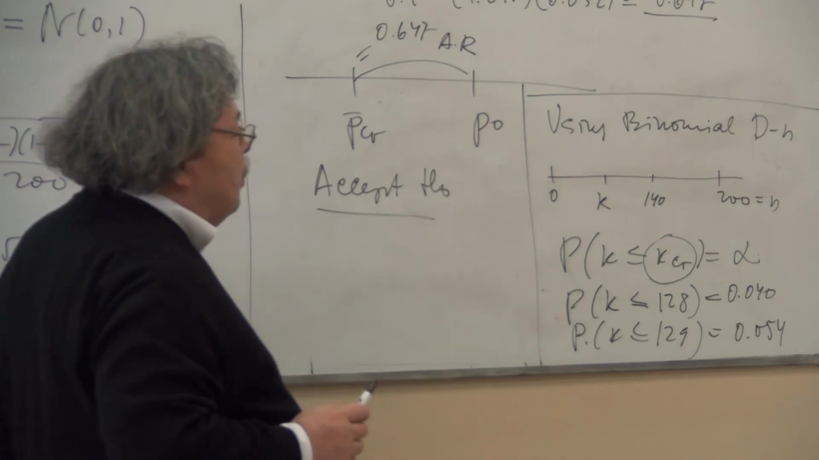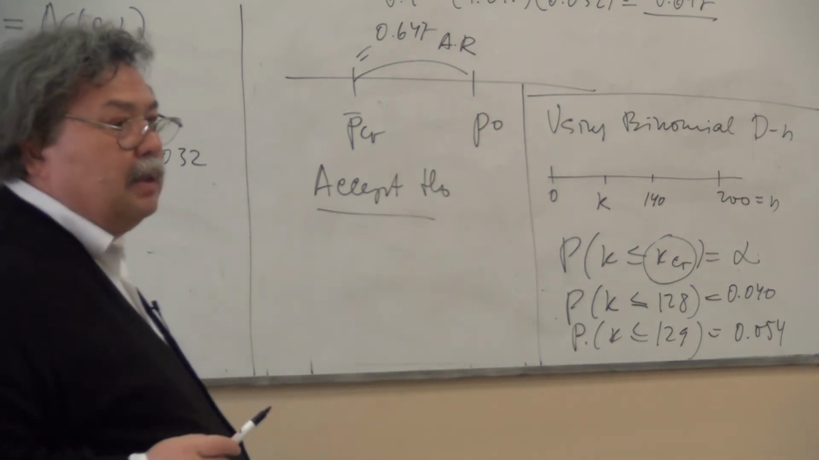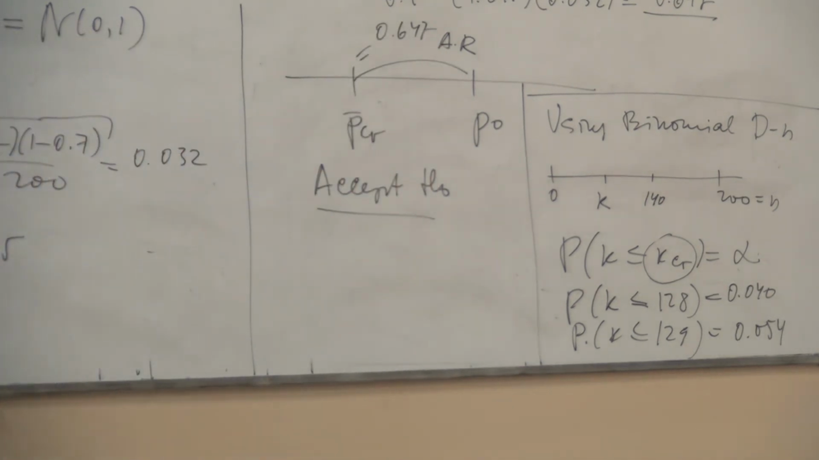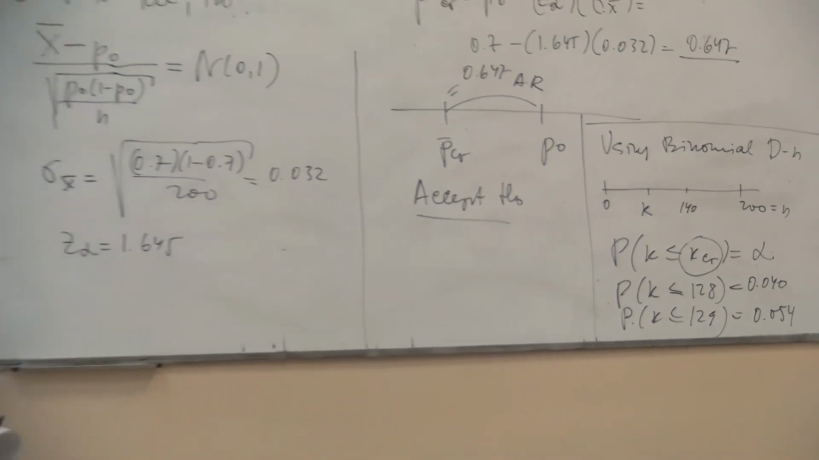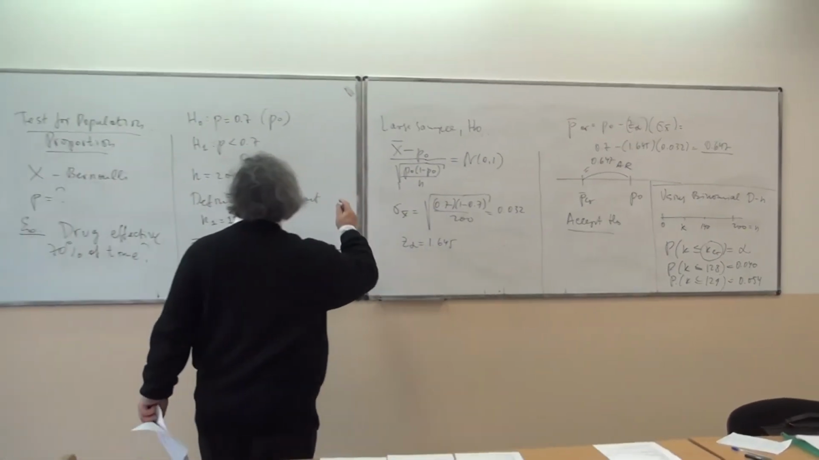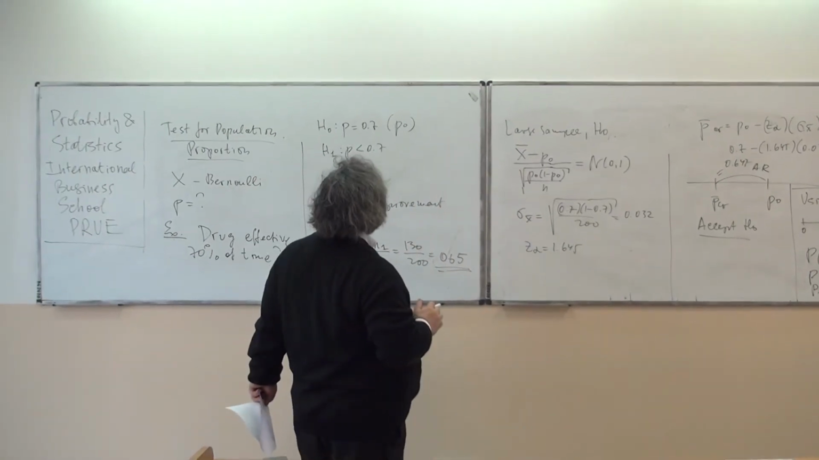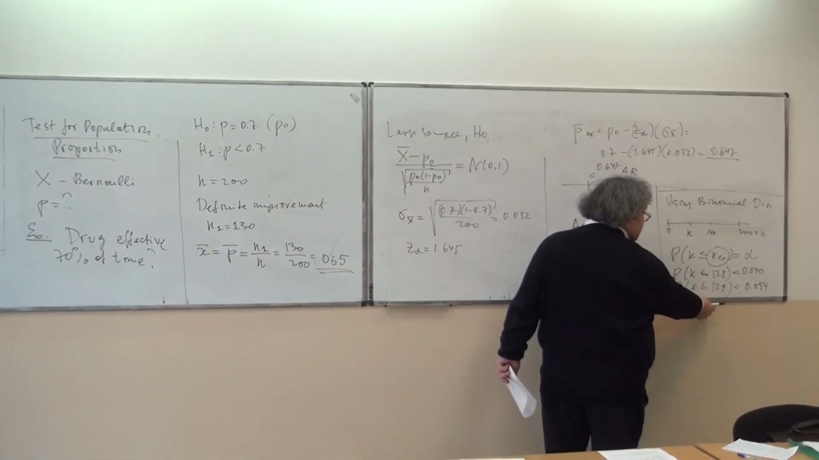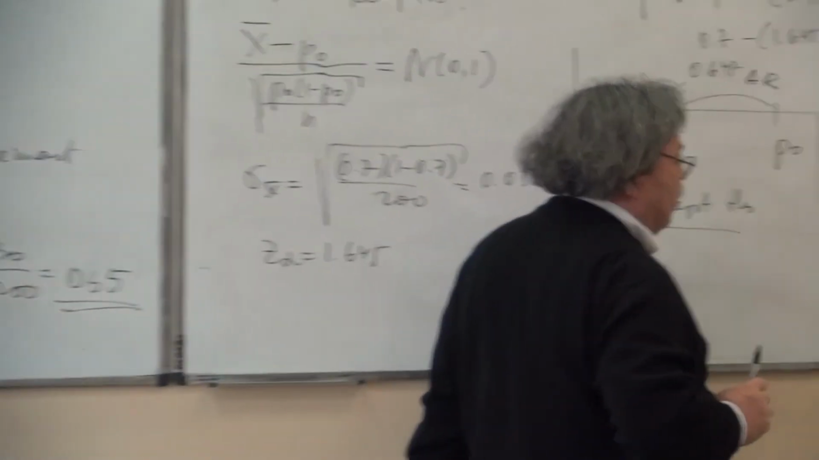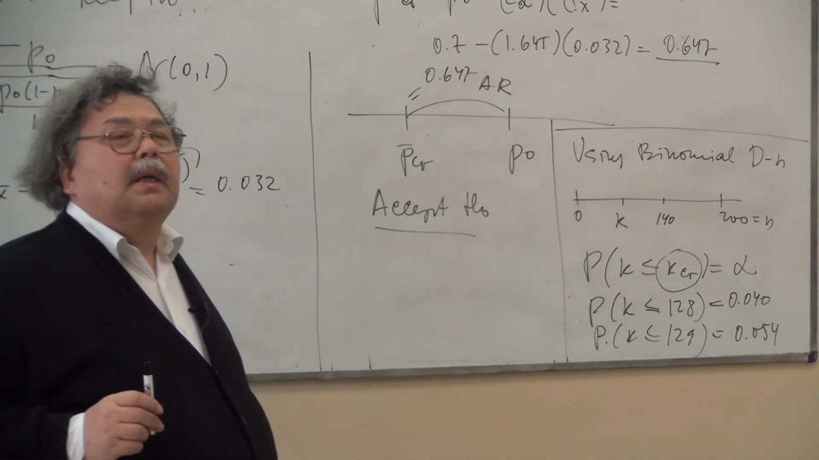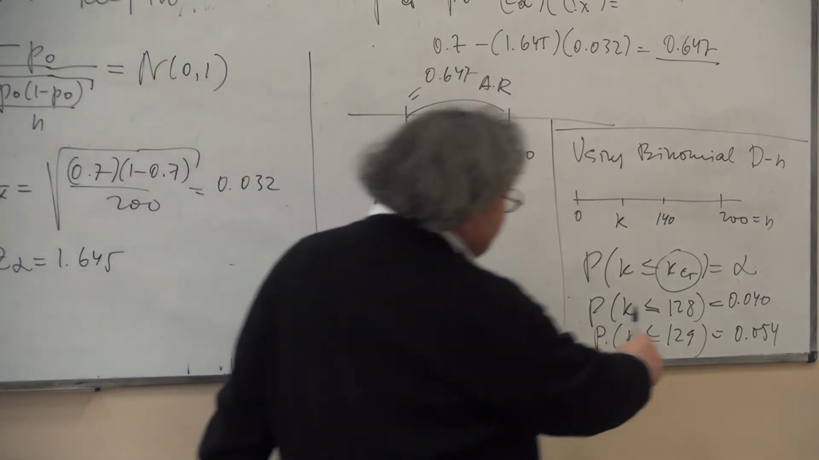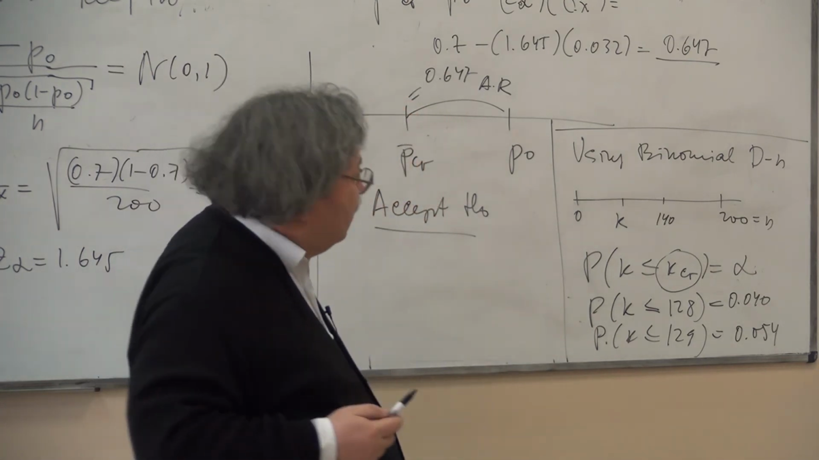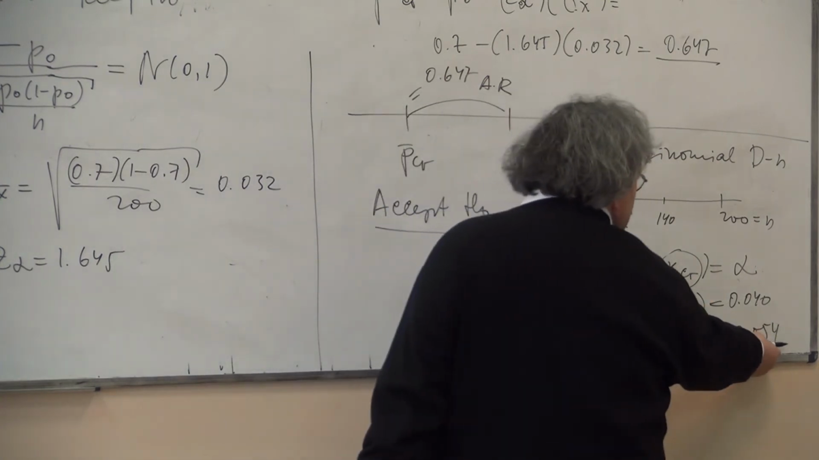Okay? So what I mean to say by this, if we apply this 130, okay, it lies to the right of 129, and the probability that k takes on a value less than or equal to 130 is still larger than that.